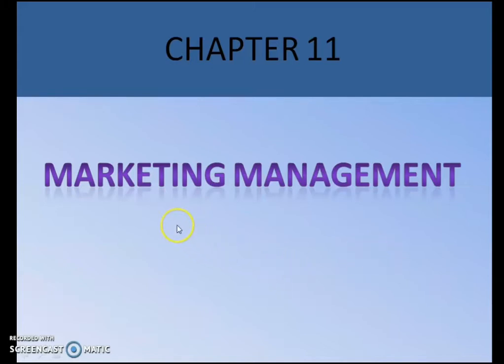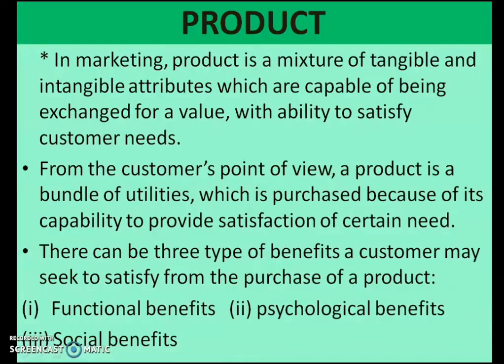Children, we were dealing with chapter 11, that is marketing management. Last class we saw what is marketing mix. We saw that there are 4 P's involved in this marketing mix, and they were product, price, physical distribution and promotion. Today we are going to discuss one of the marketing mix, that is product.